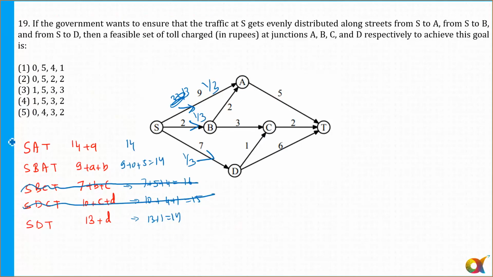So I can say 1/3 of the traffic will flow through SAT. So SA. Okay. 1/3 of the traffic will flow from S to B. So that is right, SB. And 1/3 of the traffic is flowing from S to D. So that is satisfying. So the answer is definitely option number 1. So option number 1 itself is satisfying. Any doubts to anyone?